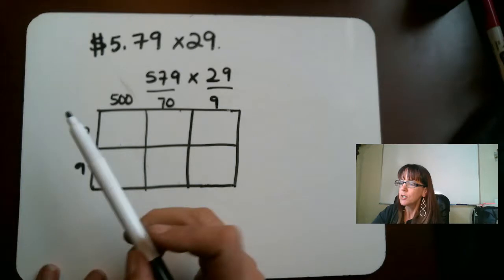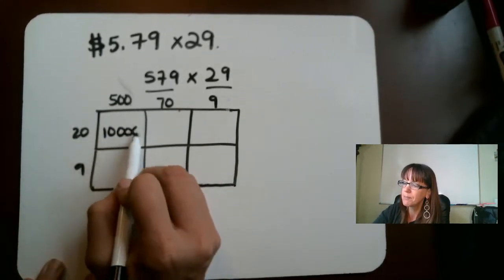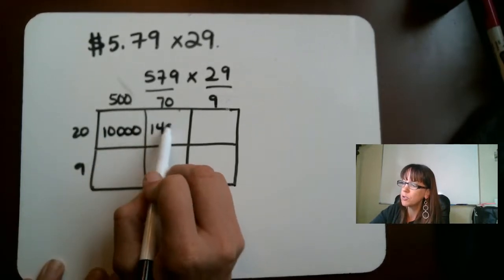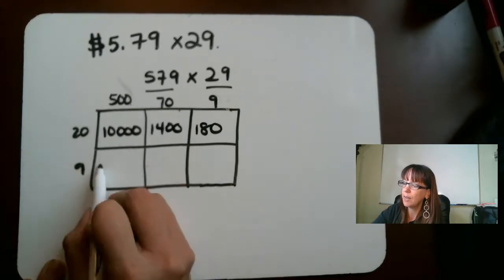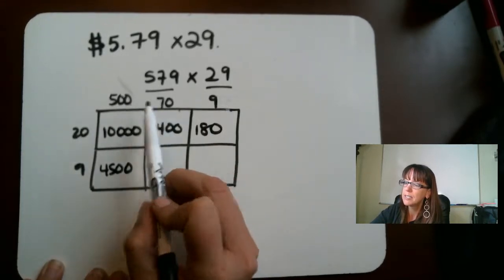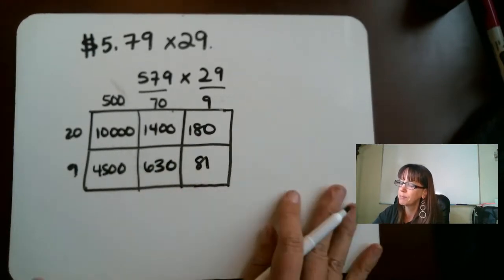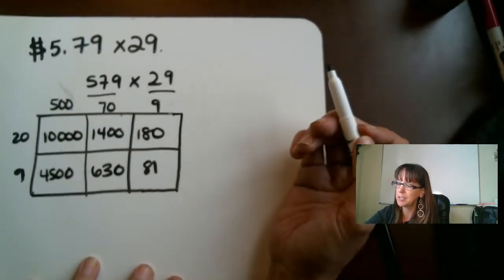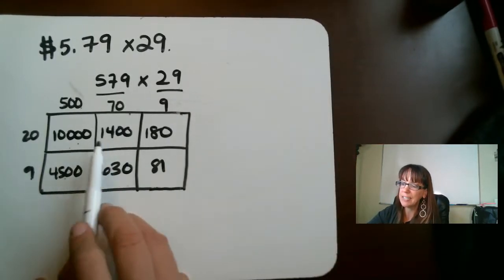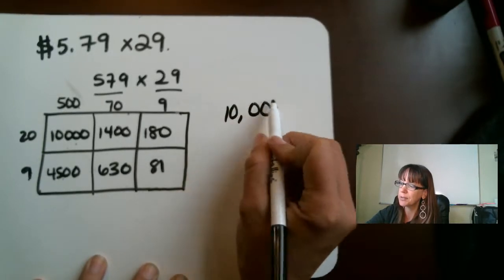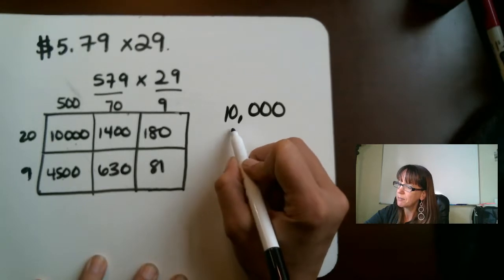I like them. So 2 times 5 is 10 with 1, 2, 3 zeros. 7 times 2 is 14 with 2 zeros. 9 times 2, 18 with a 0. 9 times 5 is 45 with 2 zeros. 7 times 9 is 63 with a 0. 9 times 9 is 81. All right, I'm going to shift over here a little bit so you can see. So I have 10,000. Let me just throw that down there so I don't lose it. 4,500 and 1,400.